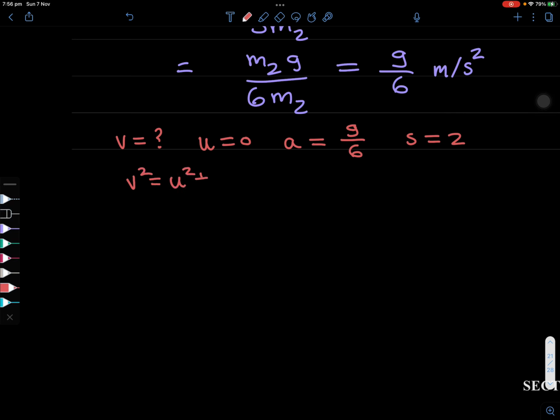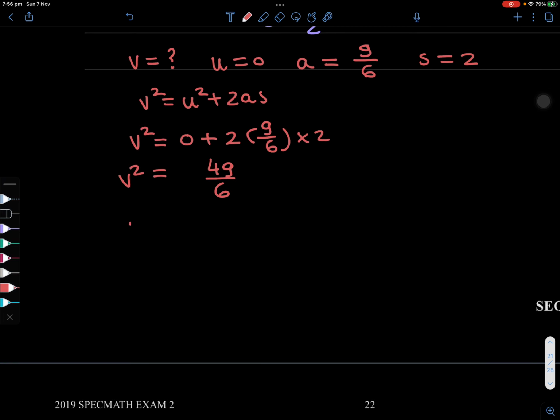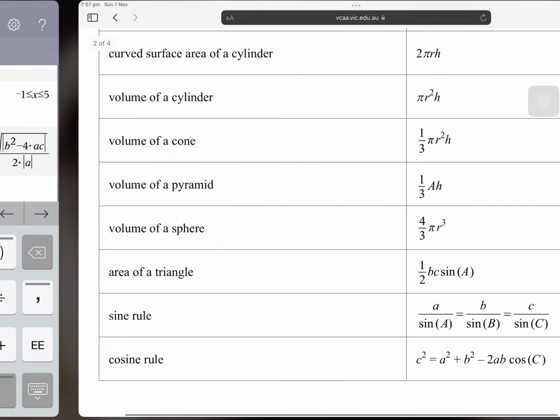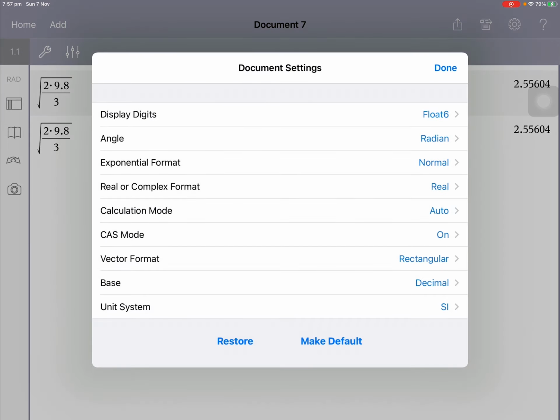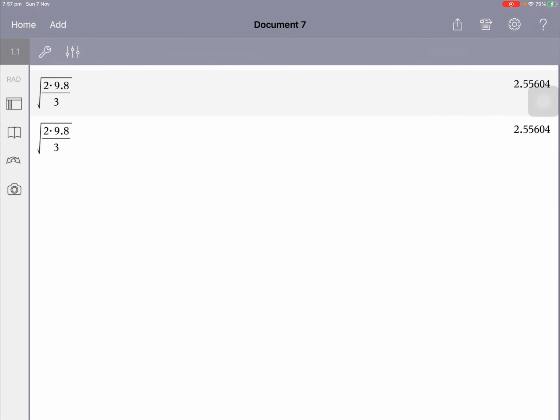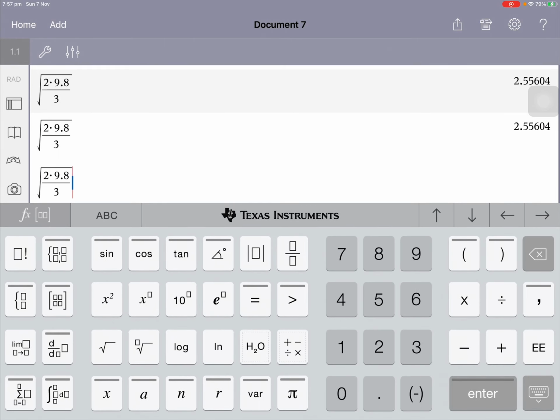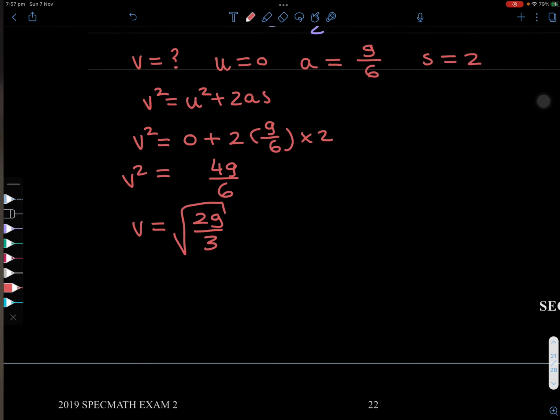That leaves us to use the equation v squared is equal to u squared plus 2as, okay? V squared is equal to 0 plus 2 times g on 6 times 2. That gives us v squared equals 4g on 6, and that gives us v is equal to the square root of this, which I'm just going to put on the CAS. Square root of this, obviously the positive version because it's moving up the plane. Square root of 2 on 3 times 9.8. Let's go back to exact. Copy, paste, enter. 7 root 30 on 15.